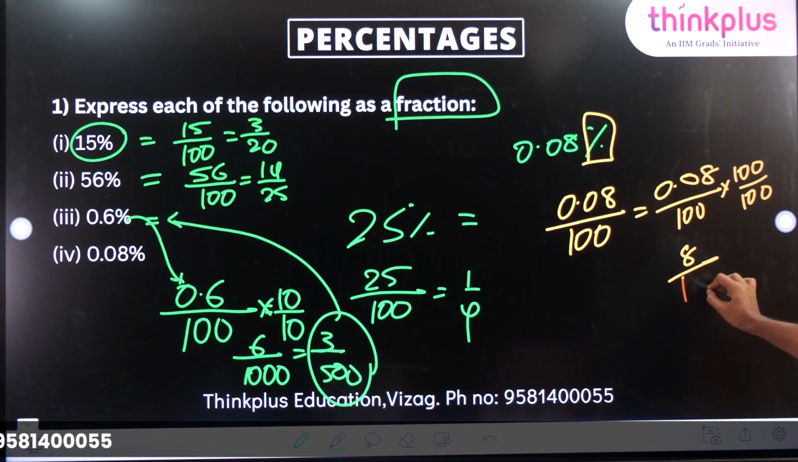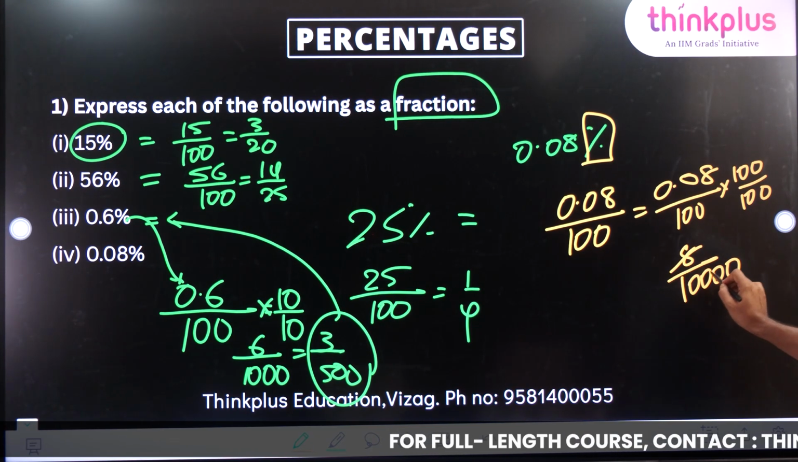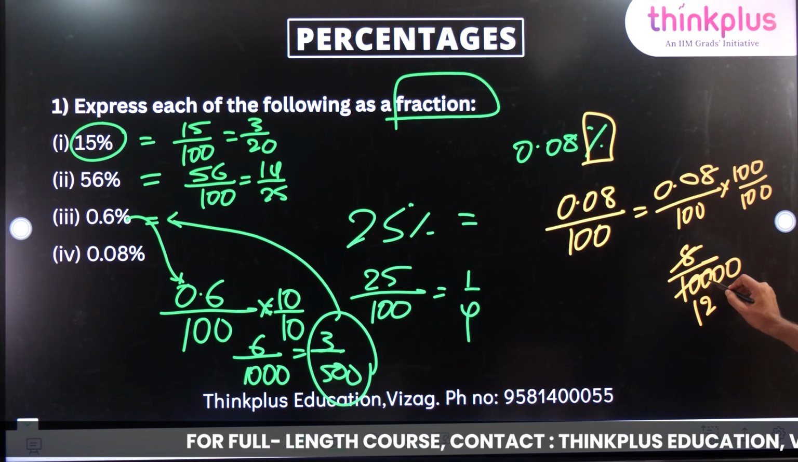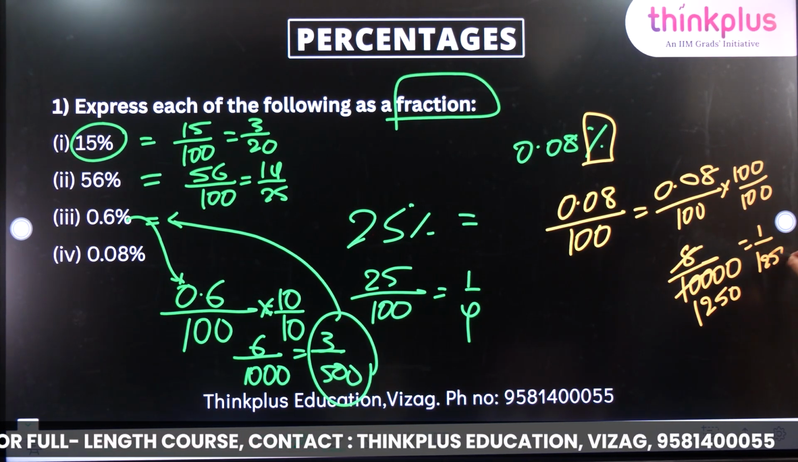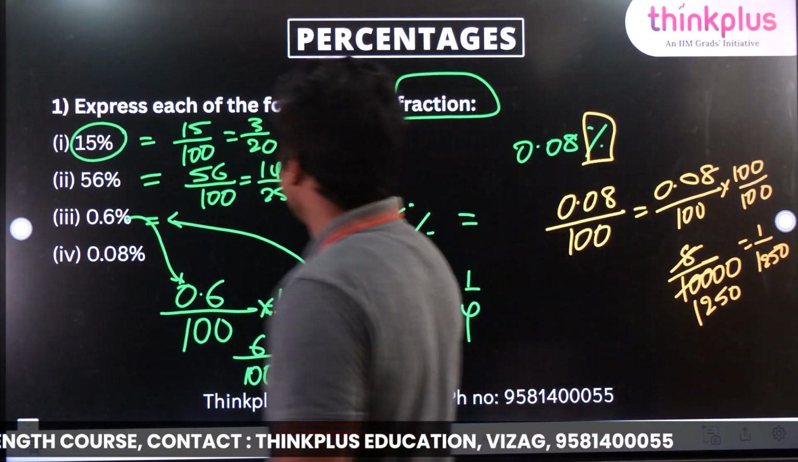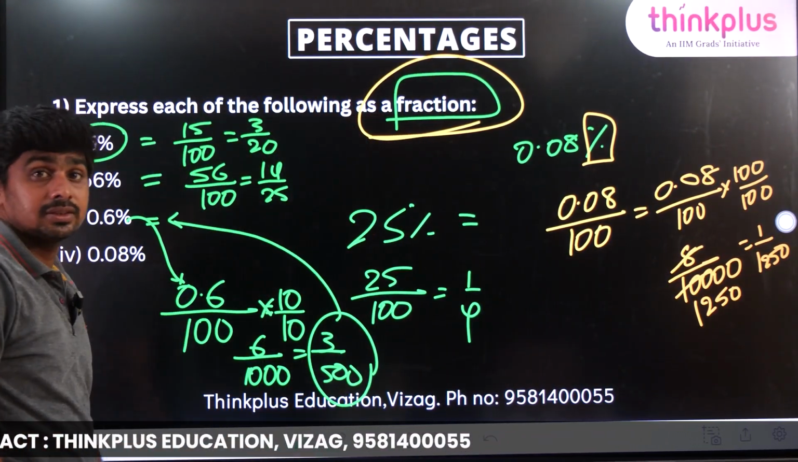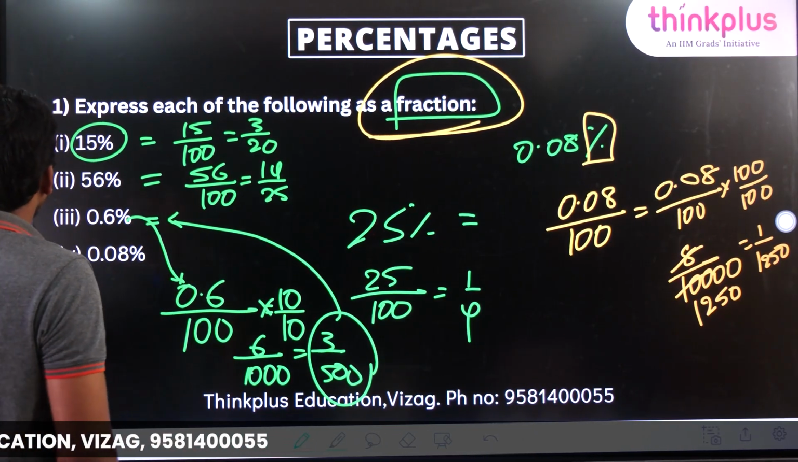Then this is 8 by 4 zeros. Now cancel whatever is possible. I think I can cancel 8. So 8 ones are 8 and left with 20. 8 twos are 16, 40, 8 fives are 40. So I'm getting 1 by 1250. Okay. So every time you should be very careful in understanding the question. They ask us to convert into fraction but not into decimals.